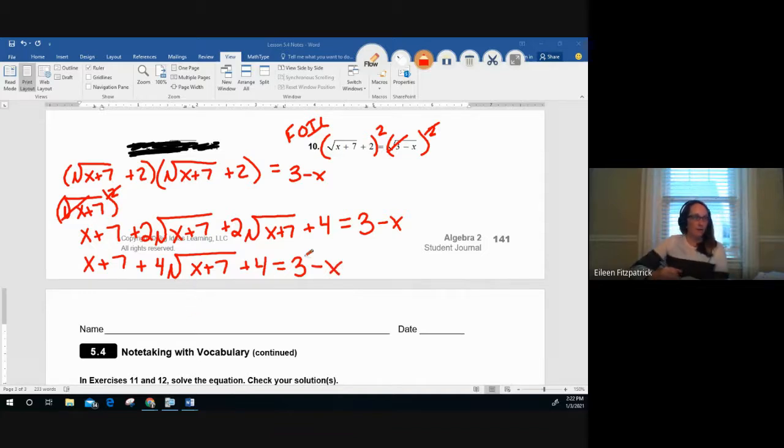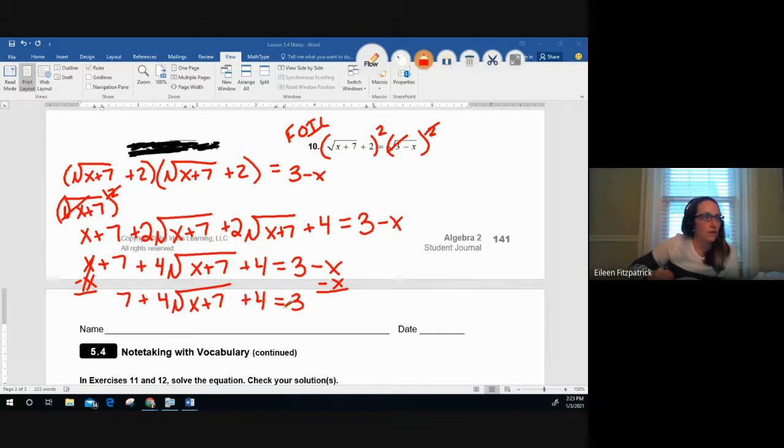All right, so let's do some cleaning up and combining like terms and see what we're left with. Okay, so I have an x on both sides. Let me actually subtract the x from both sides, and you're left with 7 plus 4 root x plus 7 plus 4 is equal to 3 minus 2x. Then I have a 7 and a 4 that I can combine on this side of the equation, just combining like terms. So plus 11, equals 3 minus 2x.